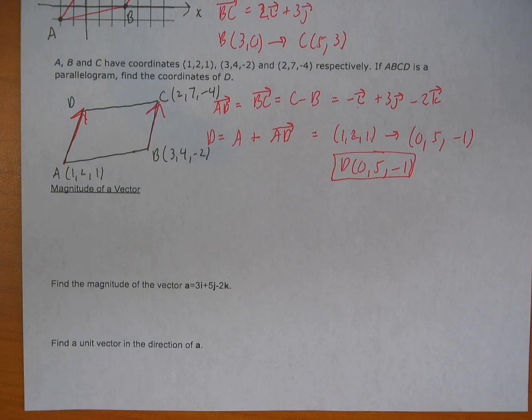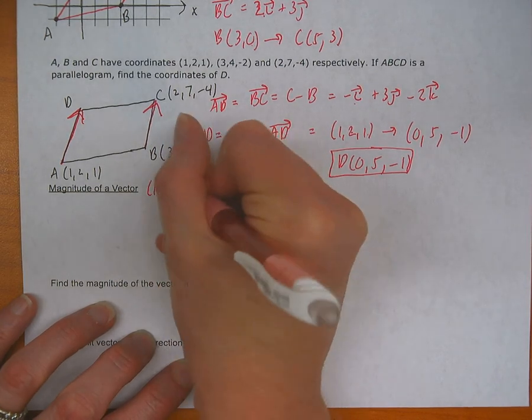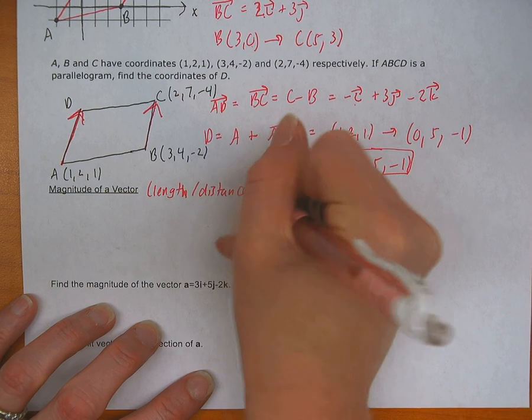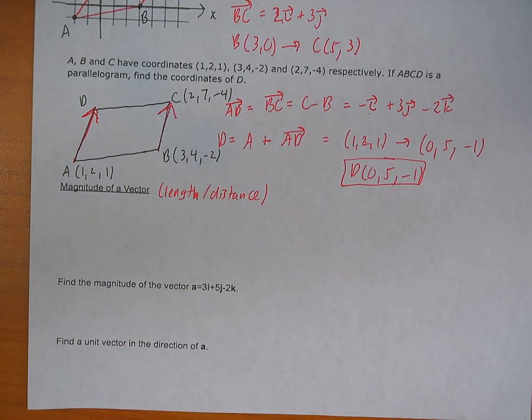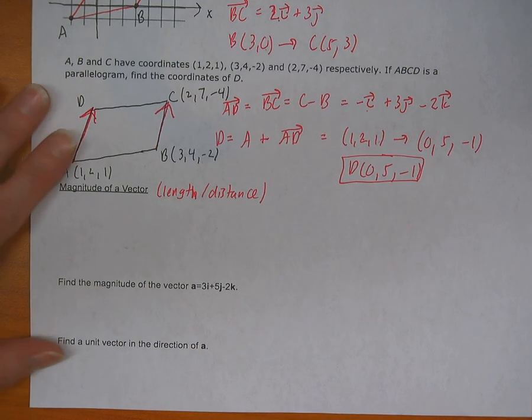Next up, magnitude of a vector. Magnitude is just a fancy word for the length. Sometimes they'll also say something like distance. They'll be like the distance from the initial point to the terminal point. So magnitude, length, distance are all synonyms here. So the formula in your booklet is given with vector v. So that's what we're going to do.